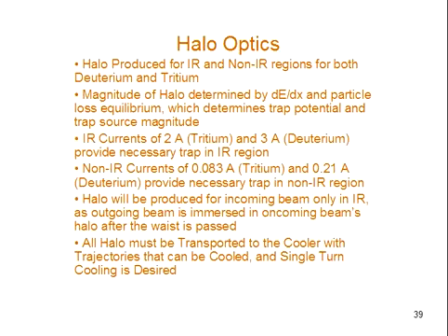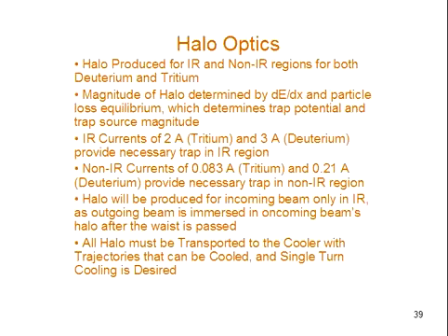The halo optics has also been studied in detail. Recall that the halo is produced both in the interaction region and in the non-interaction regions for both the deuterium and tritium beams. Also recall that the magnitude of the halo is determined by the dE/dx power loss of the beam going through the electron plasma, which heats the electron plasma, versus the particle loss equilibrium, which takes power out of the plasma as the electrons are deposited upon the wall.